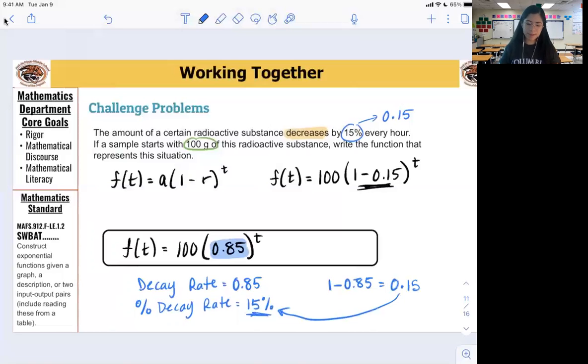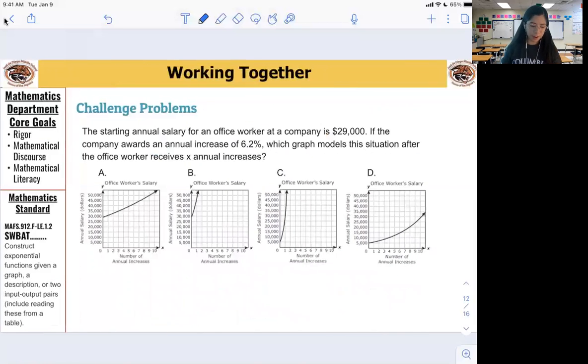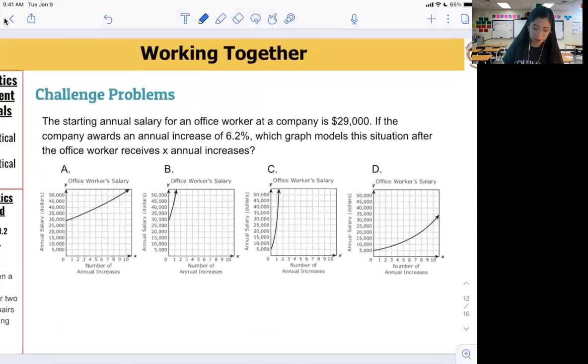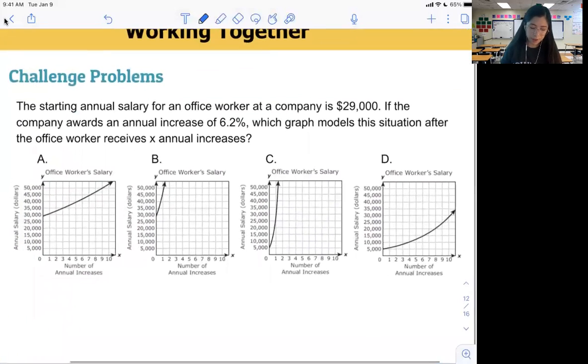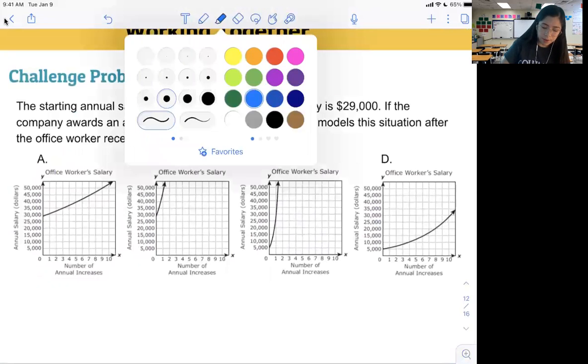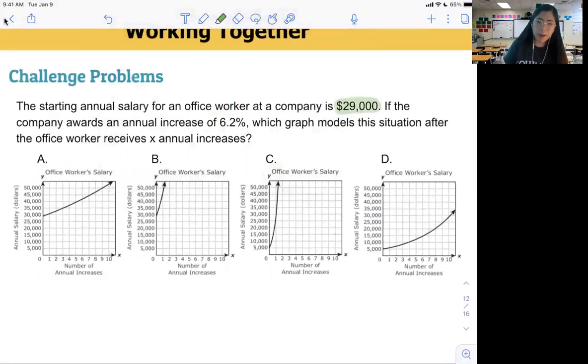Okay, 10 minutes left. I'm going to keep rushing through this. The starting annual salary for an office worker is $29,000. If the company awards an annual increase of 6.2%, which graph models the situation? Okay, so we're looking at graphs. We haven't done too much of this, so I just want to go through that again. 29,000 is the starting amount. So which answer choices are out? C and D. How do you know?